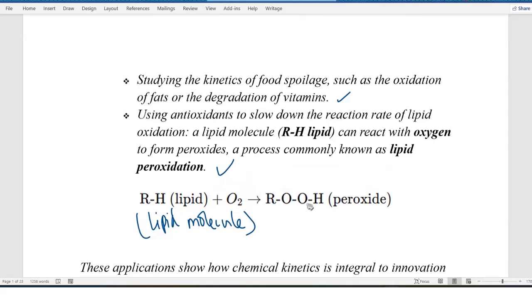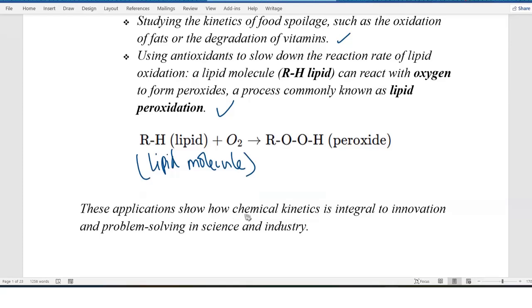So this is very important because chemical kinetics will tell us how slow or fast this reaction is going to be, of course, being governed by a number of factors. So these applications show how chemical kinetics is integral to innovation and problem solving in science and industry.